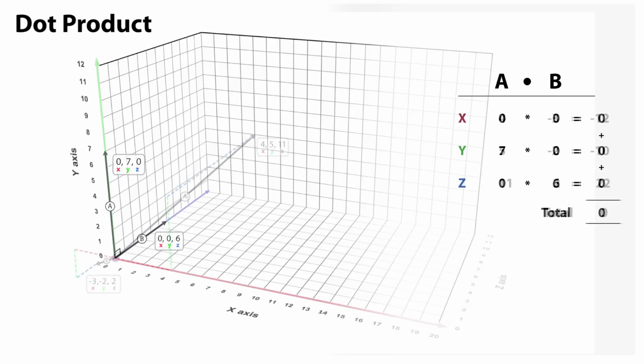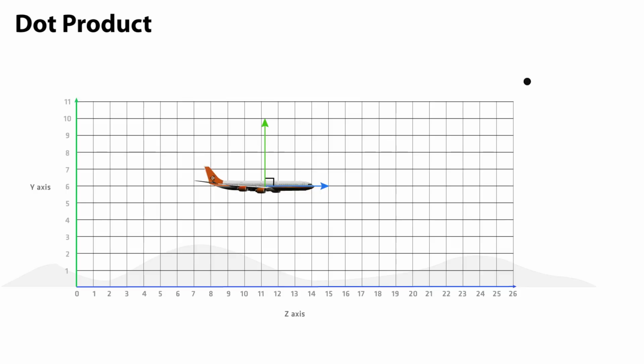Here is another example of using the dot product in this way. This time vector a is 4, 5, 11, and b is -3, -2, 2. Multiplying these components gives us -12, -10, 22, the sum of which is 0, so these two vectors are also perpendicular. An example of using the dot product could be when creating a flight simulator.